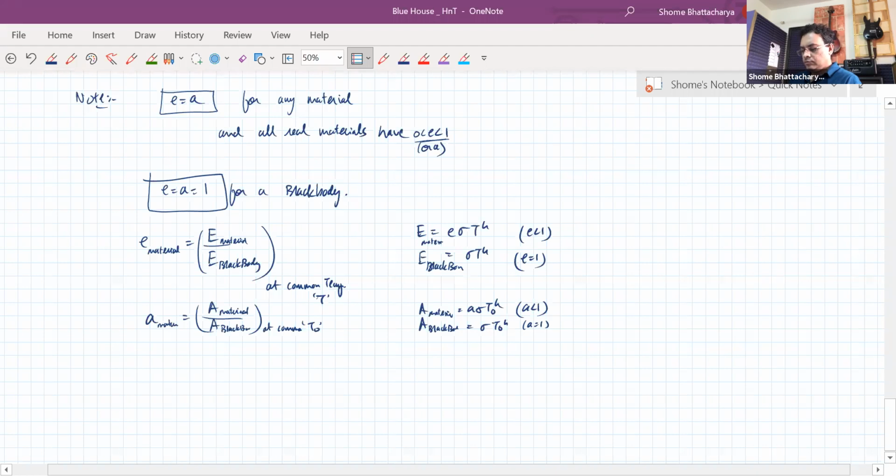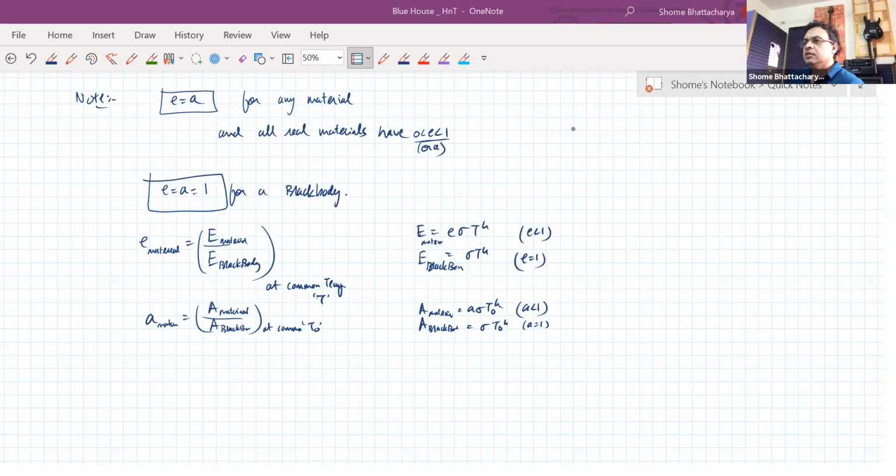Sir, so E of material is directly equal to the A, no? That's correct. Sir, why are we dividing by the E of black body or A of black body? Because that is how we can measure the emissivity of a body. It is a comparison.